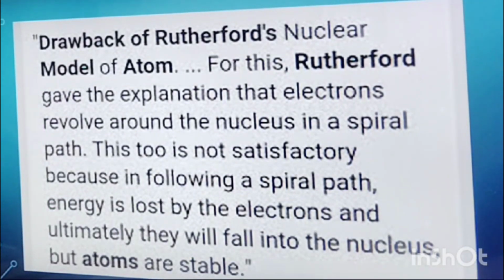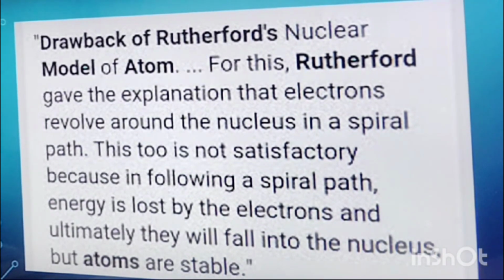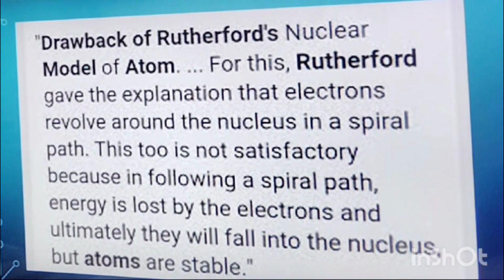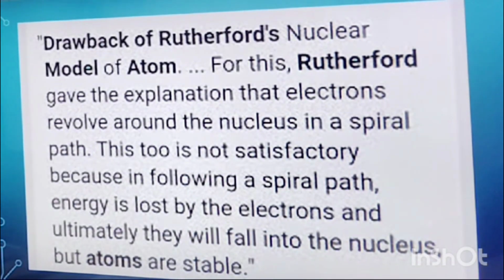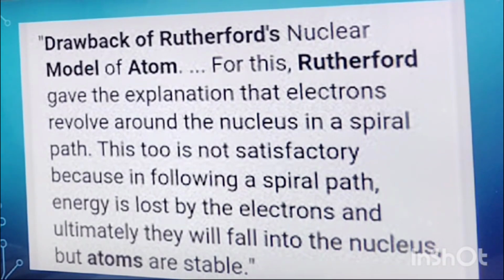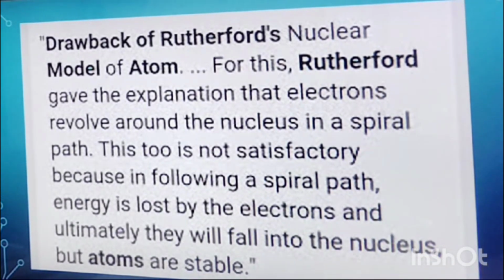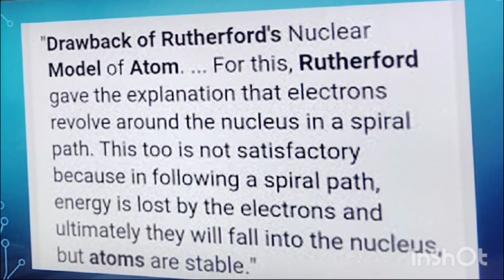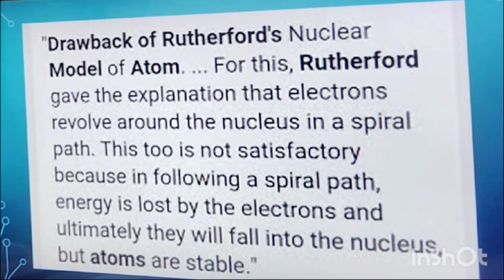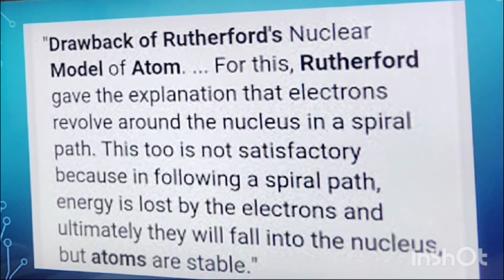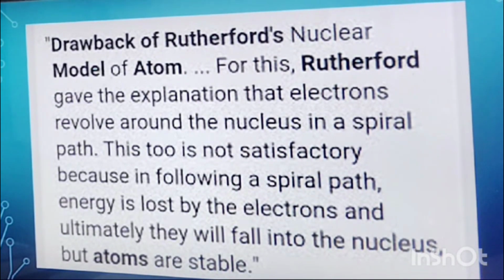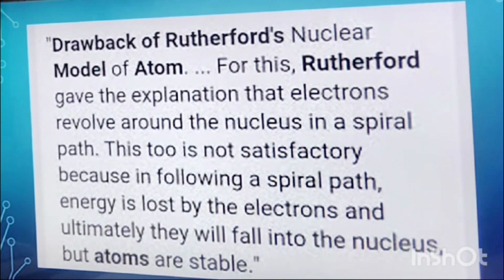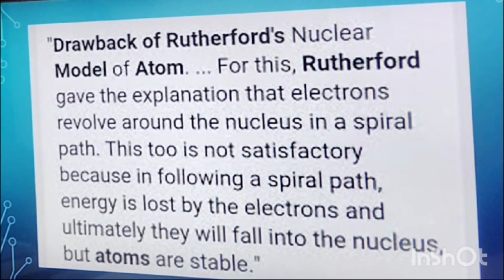Drawback of Rutherford's nuclear model of atom. According to Maxwell's theory, any charged particle moving in a circular path will lose energy. So the electron is also a charged particle. It is revolving around the nucleus. In a circular path, it will lose energy and finally it will collapse into the nucleus. But this does not happen. So the atom is stable. So Rutherford's model does not account for the stability of the atom.